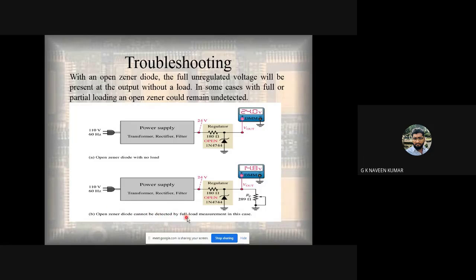Now, an open Zener diode cannot be detected by full load measurement in this case. When it is open, the full unregulated voltage, which is nothing but the non-regulated voltage, will be present at the output without a load. In some cases, with full or partial loading, an open Zener could remain undetected. This type of application is called open Zener applications. This will remain undetected if there is no load, and an open Zener diode cannot be detected by the full load measurement in this case.